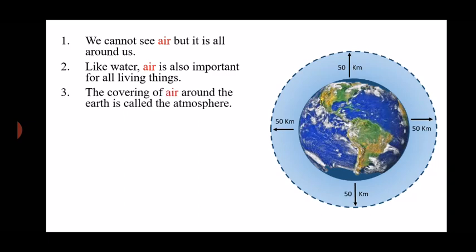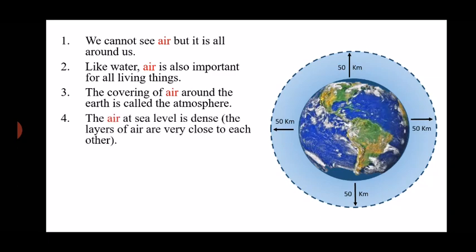Children, here you all can see the picture of the earth. The earth on which we live is round in shape like a ball. Isn't it, children? There is air all around the earth. This covering of air around the earth is called the atmosphere.